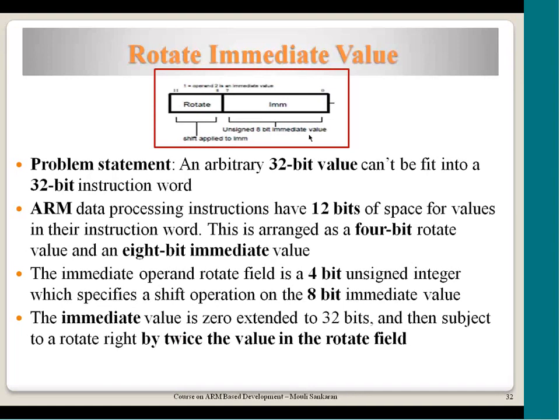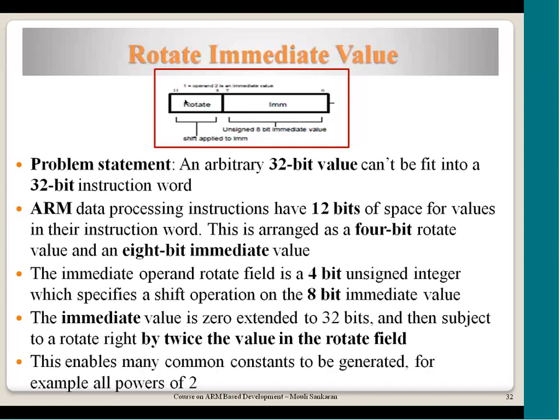So the barrel shifter needs a 32 bit input. So extend this 8 bit value with all zeros. So the most significant part of it will be filled with zeros, and take only the 8 bits that I give you, and then rotate it by the number of times as I mentioned to you.